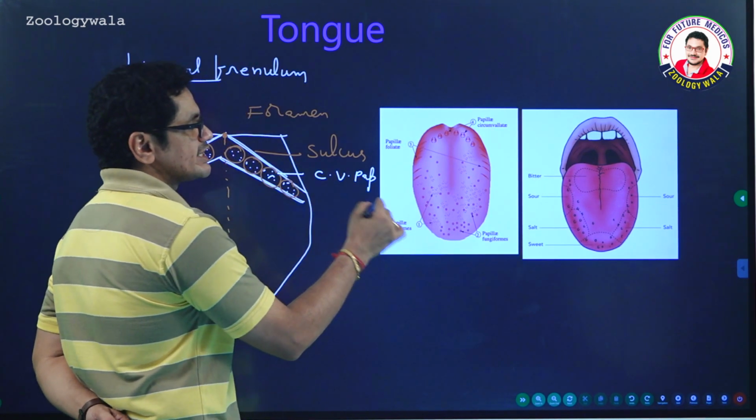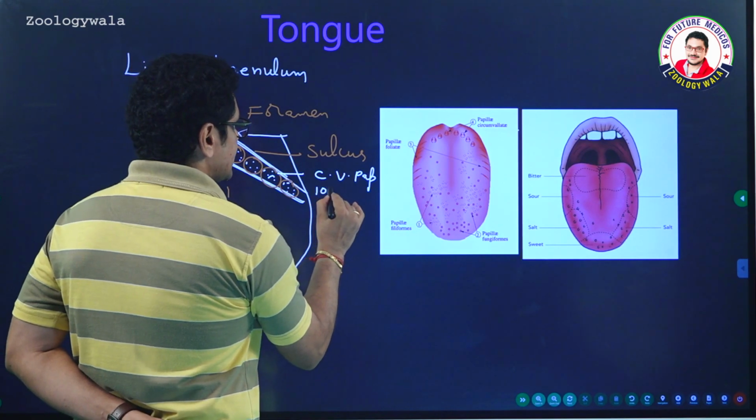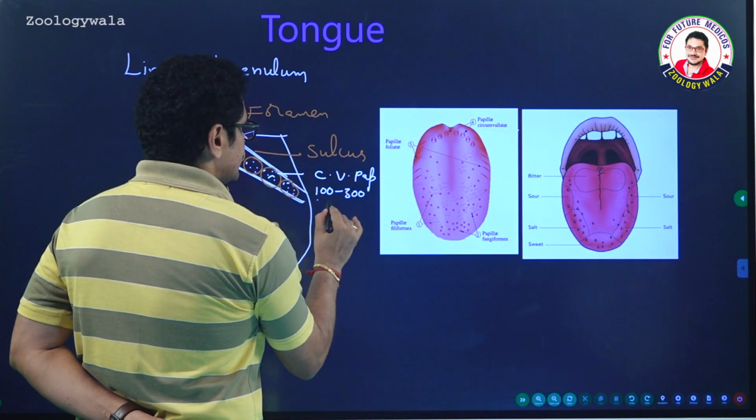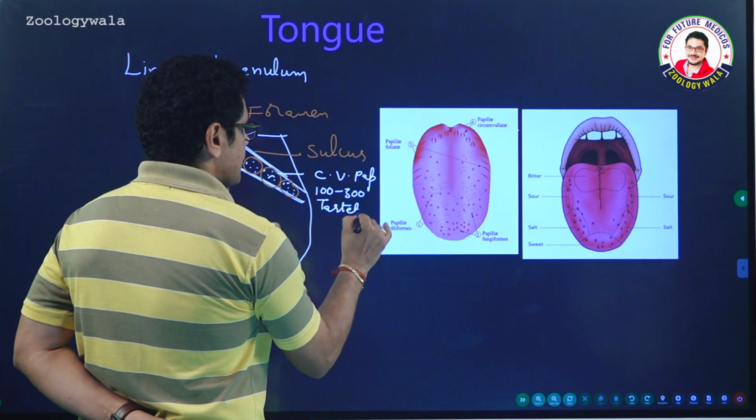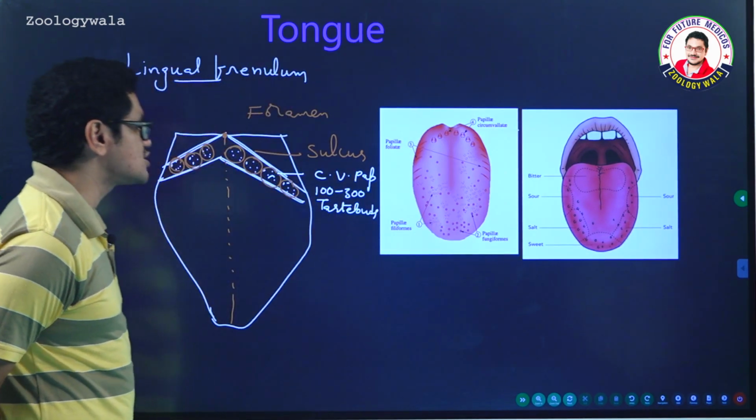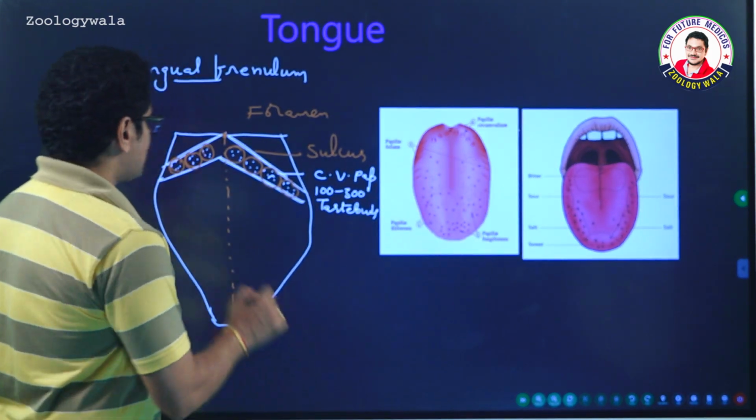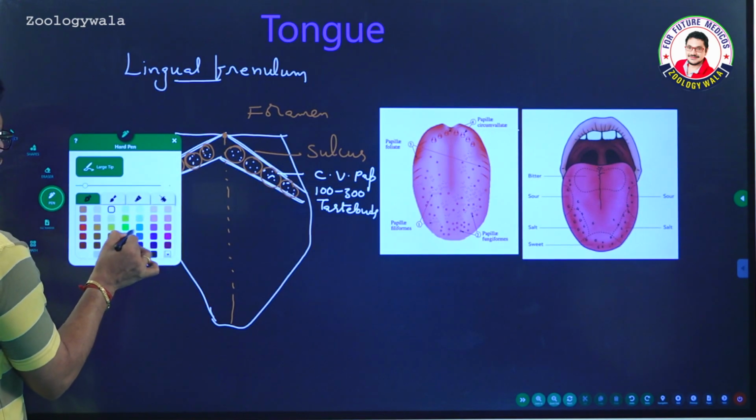I am not going to write the complete thing, because it was clearly mentioned here. Circumvallate papillae contain around 100 to 300 taste buds per papilla. And the next one, you can see the leaf-like papillae present here. They are called foliate papillae.